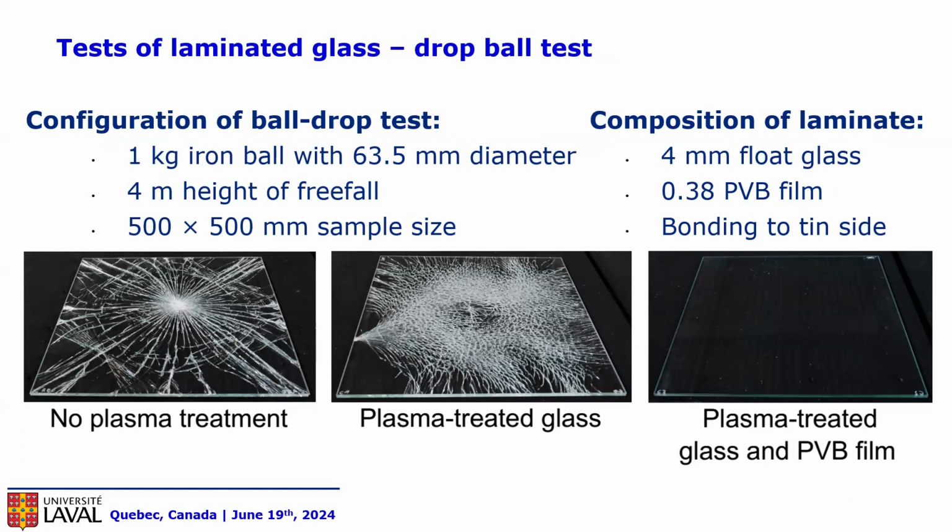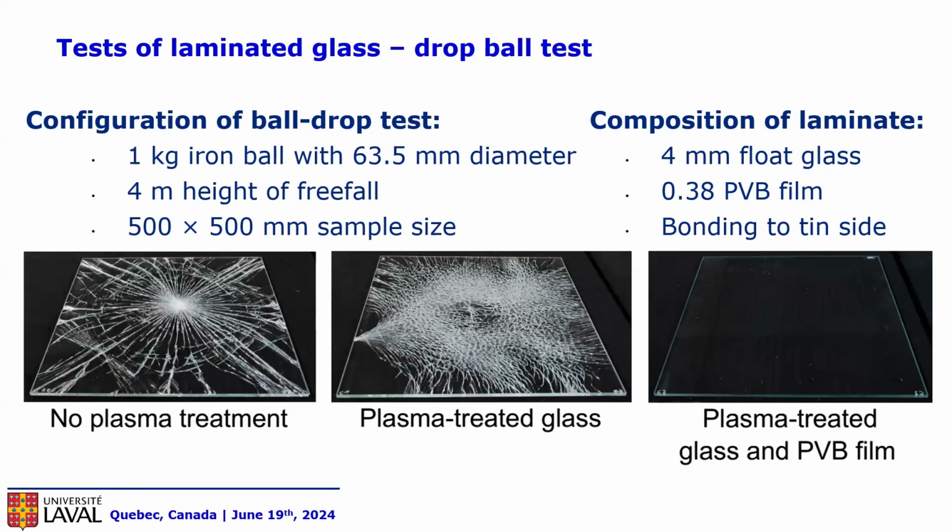These are the results of the drop ball test. So we were testing the effect of dropping an iron ball from a height of 4 meters on samples with a thickness of 1.5 millimeters. As you can see, after this test the laminated glass prepared without any plasma treatment was broken, but it passed the test because what is sufficient is that these parts stayed on the film, in the glass. They were not flying away.